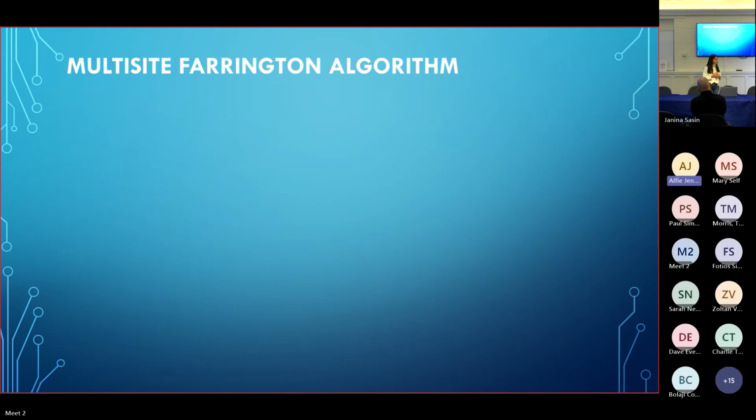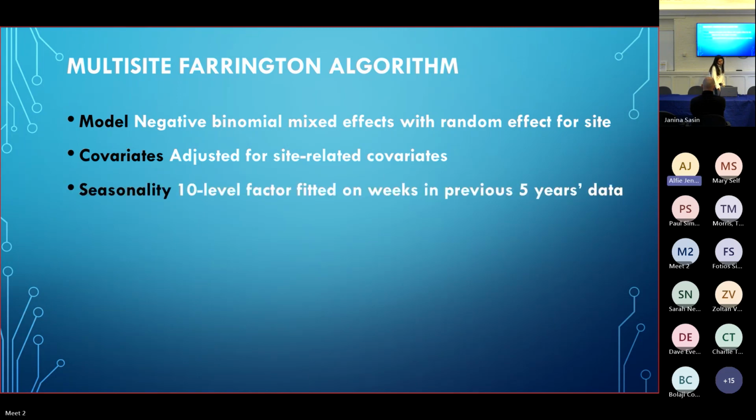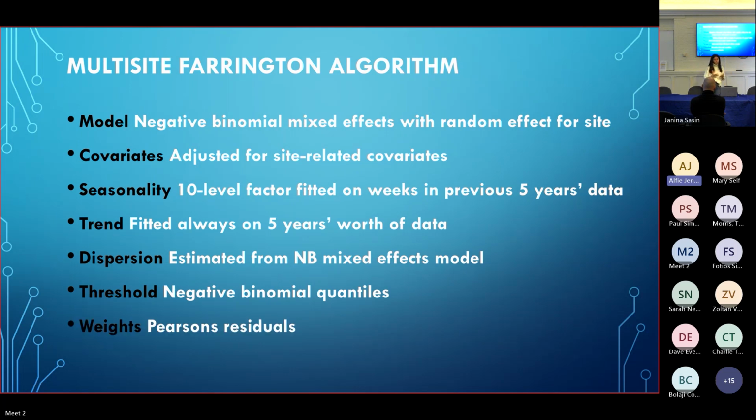So we decided to develop a multi-site version of the Farrington algorithm, and we used the sick leave data as a good application for that. The new multi-site algorithm, instead of using quasi-Poisson, now uses a negative binomial mixed effects regression with a random effect term for the site. Negative binomial proved to be easier and more natural to use, computationally less complex. It was adjusted for different covariates that are site-specific, in our case company-specific. The seasonality still is based on the 10-level factor, like before. The trend is always fitted. The dispersion parameter is now computed from the negative binomial mixed effects model. And we use a negative binomial quantile. For downweighting past outbreaks, we now use Pearson residuals instead of the ensemble. So little technical things, which pose many computational challenges, but also improve, we think, the algorithm a bit.